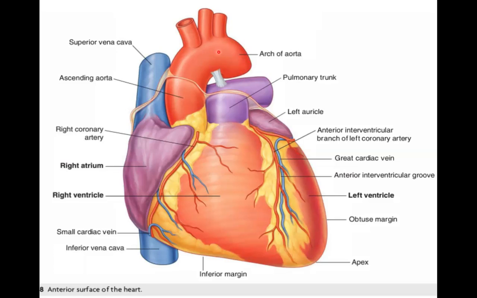From the arch of aorta, I have 3 branches. These 3 branches are the brachiocephalic trunk, which will divide into the right common carotid and right subclavian, and then the left common carotid and the left subclavian arteries. These emerge from the superior surface of the arch of aorta.